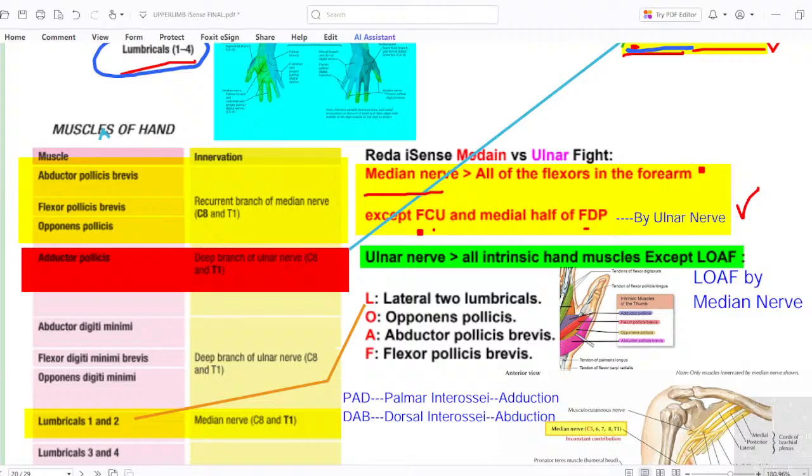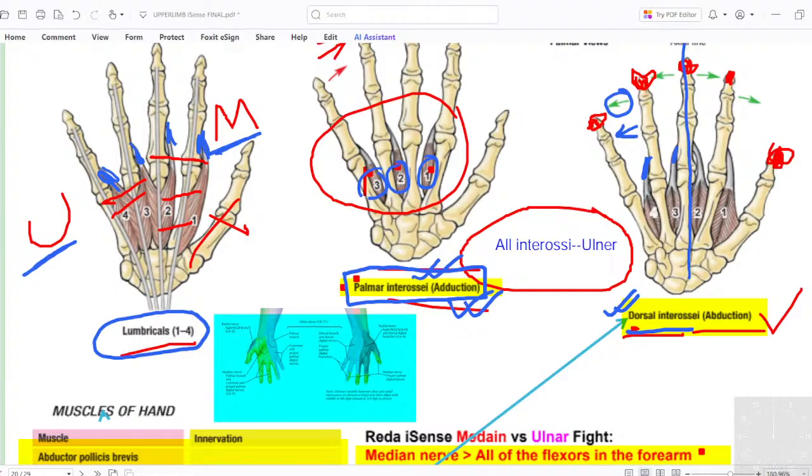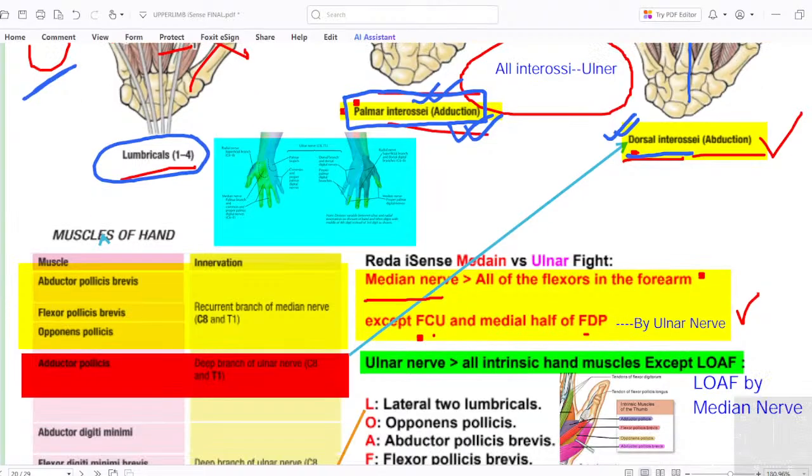We will continue. Okay, so we have palmar interossei and dorsal interossei. All the interossei are supplied by the ulnar nerve. Now, just remember these key points. Median nerve, median nerve.